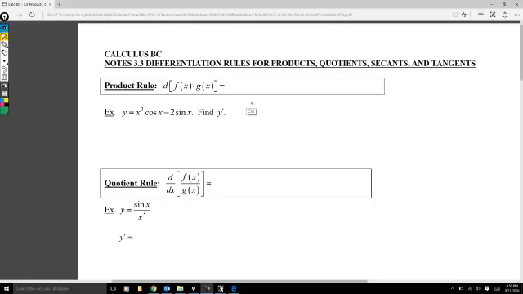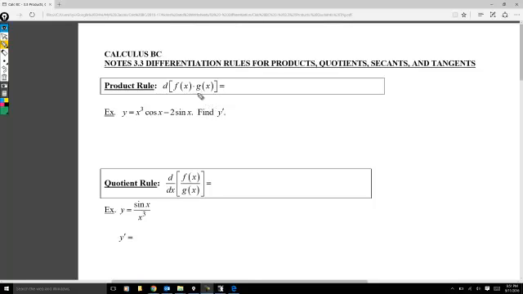What's up? We are going to continue with differentiation rules, but this time for products and quotients and then some more trig. It's very important. When you're multiplying functions together or you're dividing them, you can't just take the derivative one at a time like you can with adding and subtracting. We have our own rules. They're called product and quotient rule.